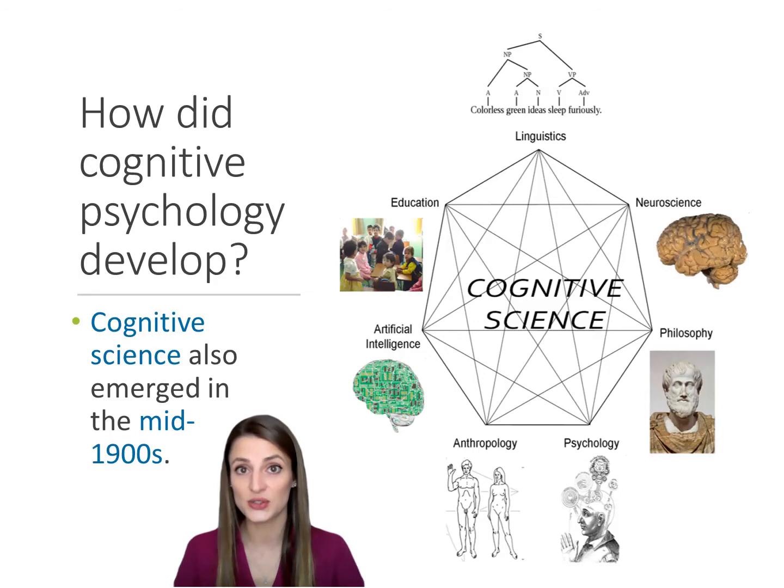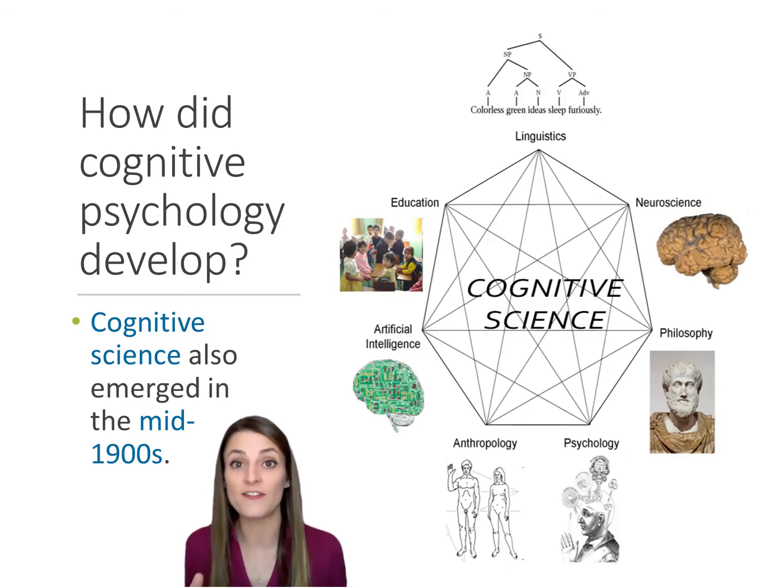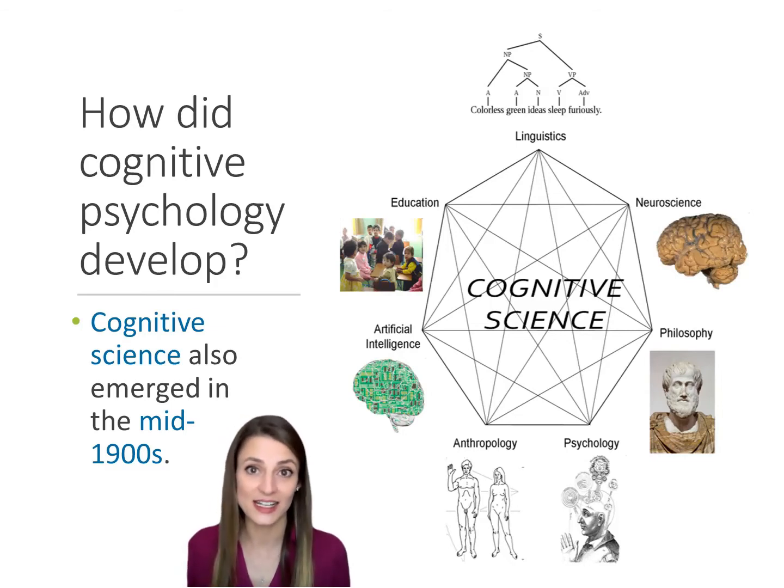Cognitive psychologists were not the only ones who were interested in cognition in the mid-1900s. Cognitive science is the name of the broader field that developed at the same time cognitive psychology developed. This is another one of the factors that allowed this subfield to develop at the time that it did.